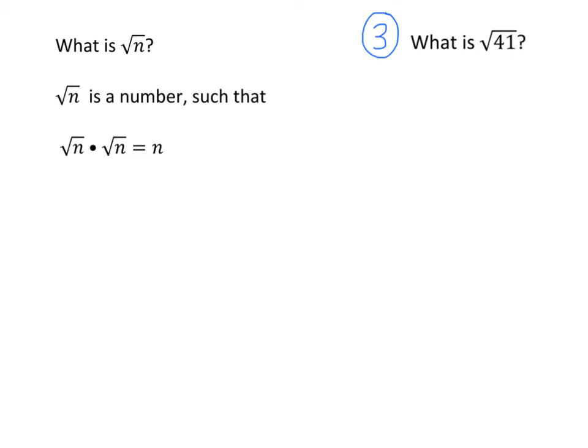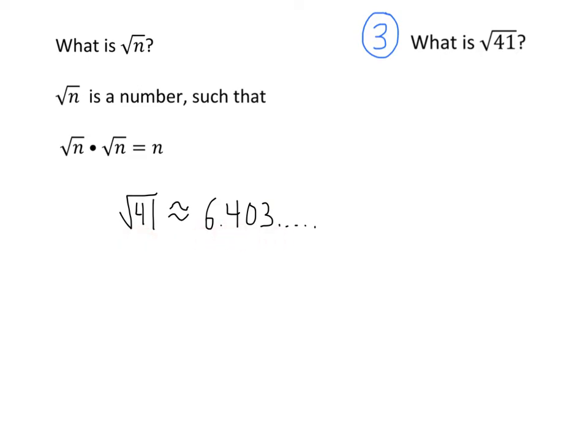So let's think about this one. What's the square root of 41? Now, this is not going to come out to be a nice answer like the ones before, because 41 is not a perfect square. If you use your calculator, you can get an approximation. The square root of 41 is approximately 6.403, and this decimal goes on forever. But I want us to think about why this makes sense. Why is the square root of 41 approximately 6.403?